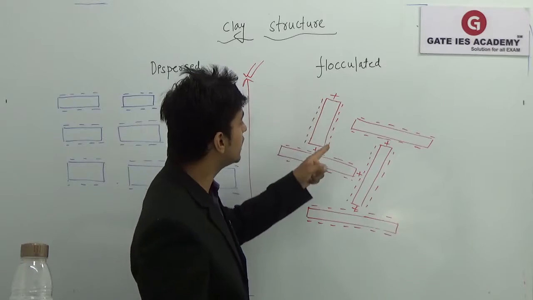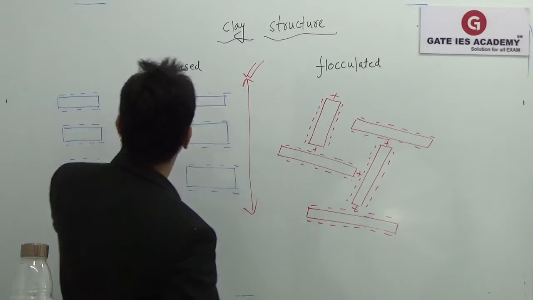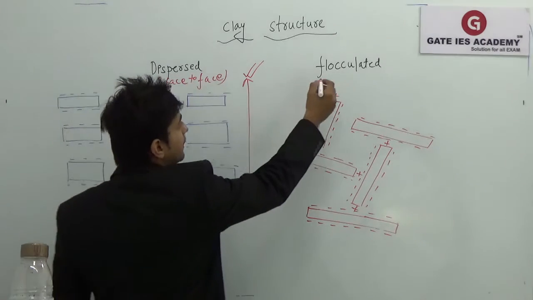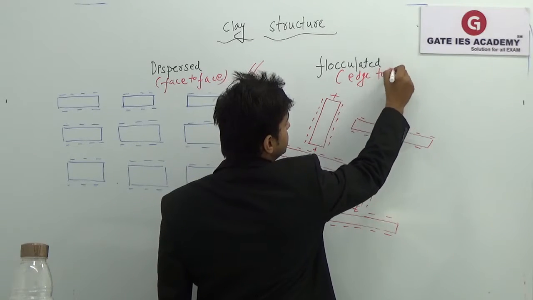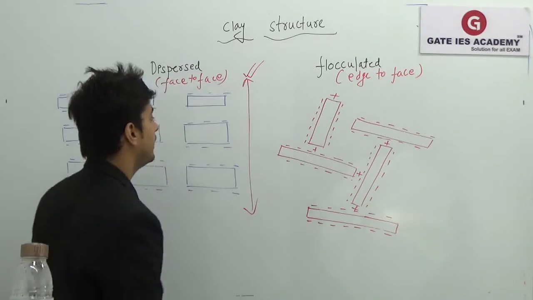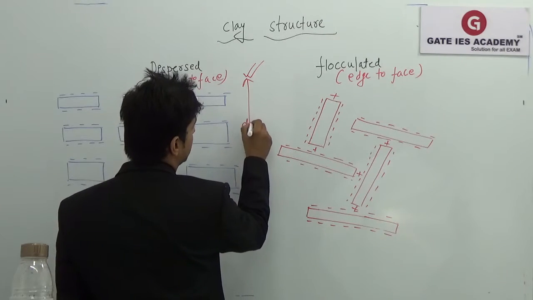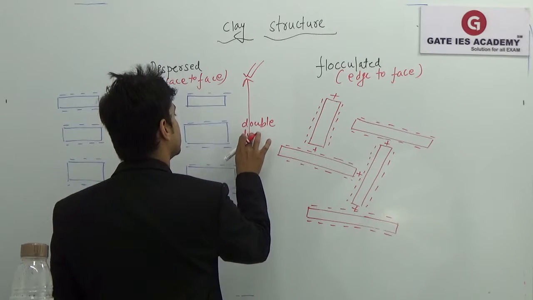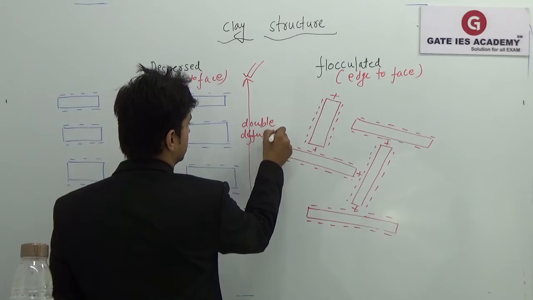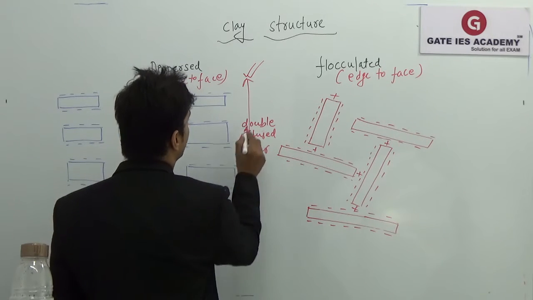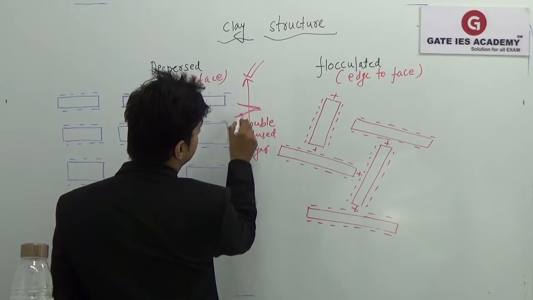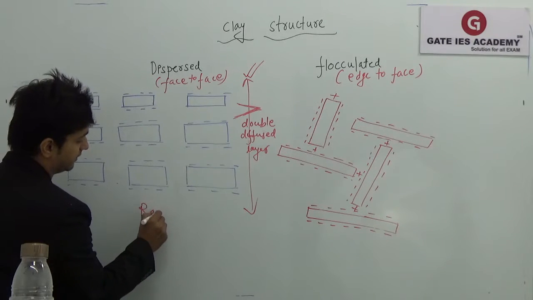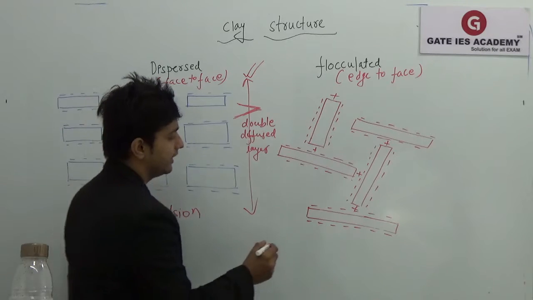Whereas in the flocculated structure, we have edge to face connection. Here we have face to face connection, and here we have edge to face connection. This is called the double diffused layer, which will be more in the dispersed case than in the flocculated one, because repulsion is dominating over here. Here attraction is there.